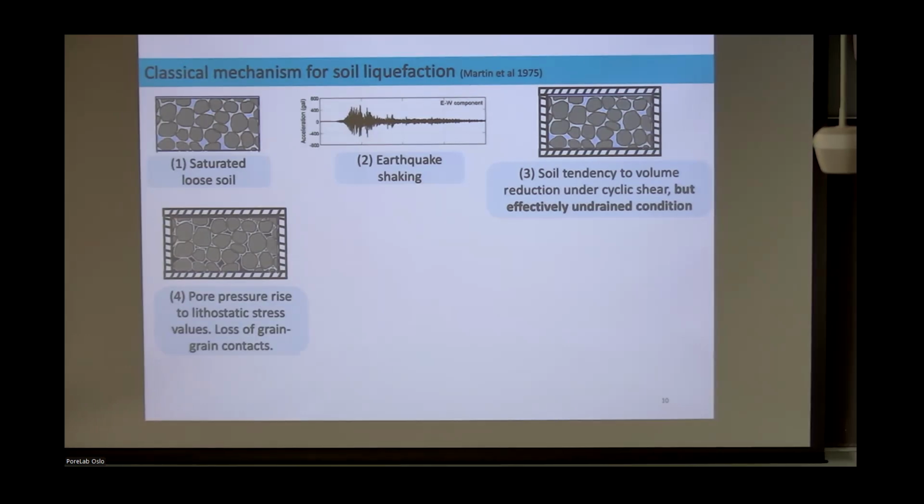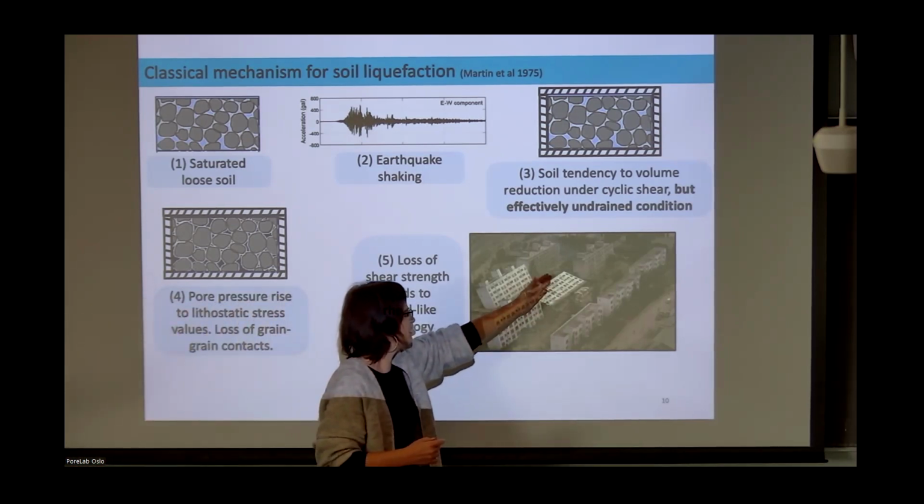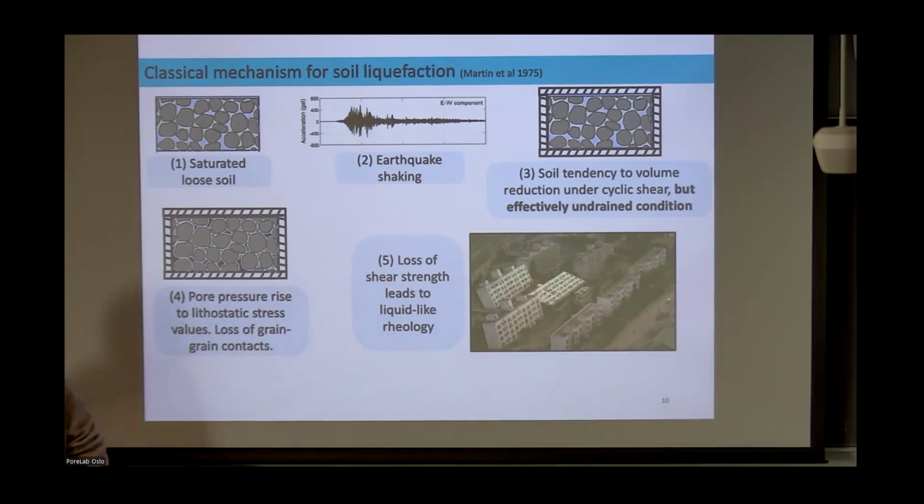The pore pressure, then, if you effectively reduce the porosity, can rise to lithostatic pressures, and then you lose grain-grain contact. So this is from the Niigata earthquake in 1960-something in Japan.